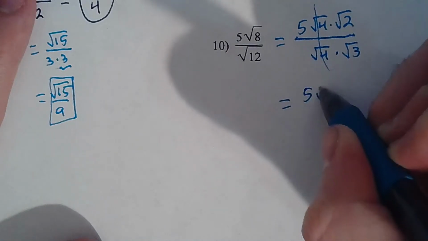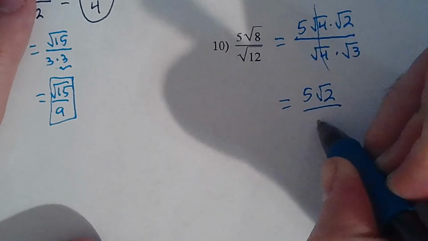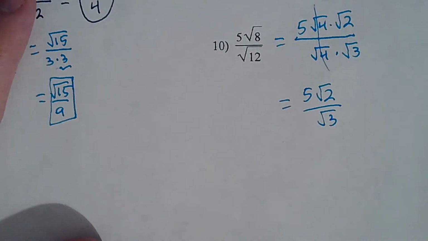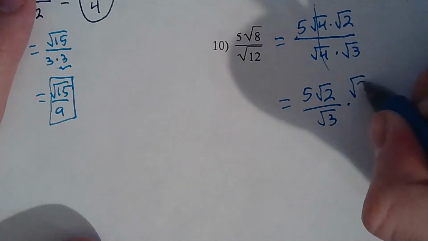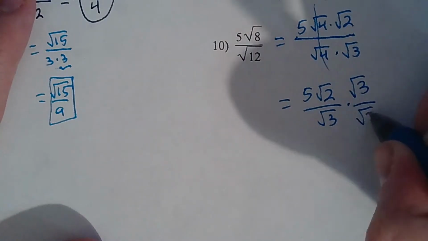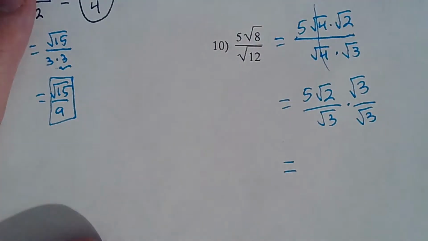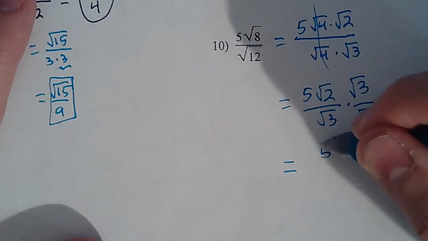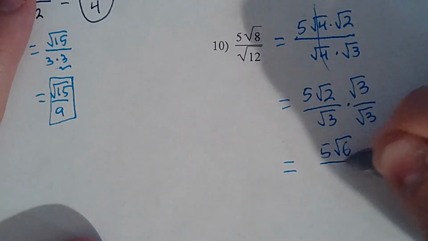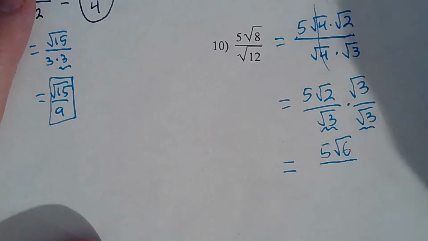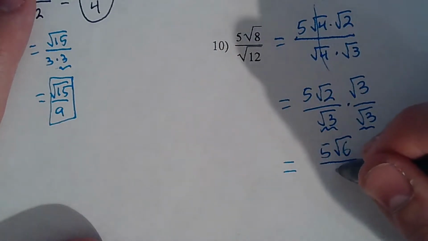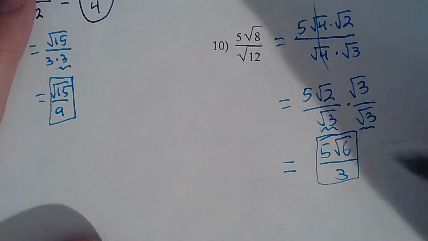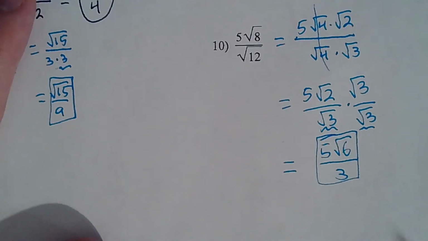Rewrite. Almost identical to last question. Multiply by the square root of 3 over the square root of 3. These two square roots multiply together. When you have these being the same, square root is gone. Write it once. All done.